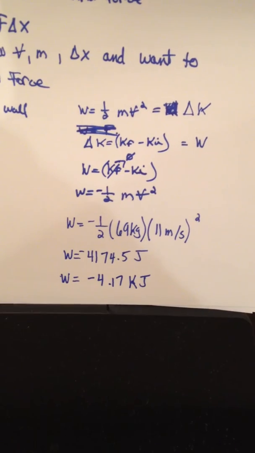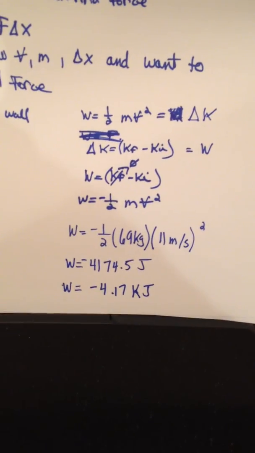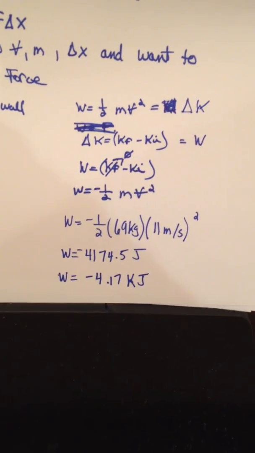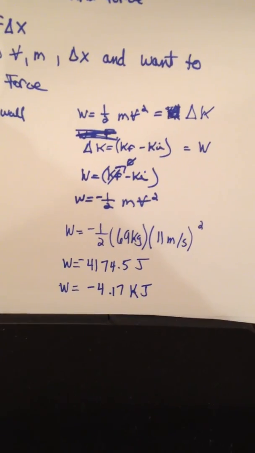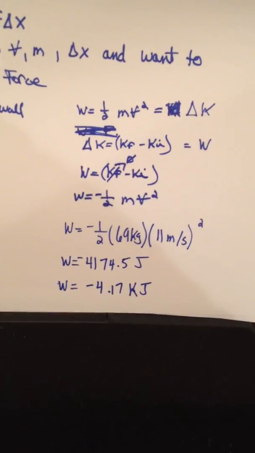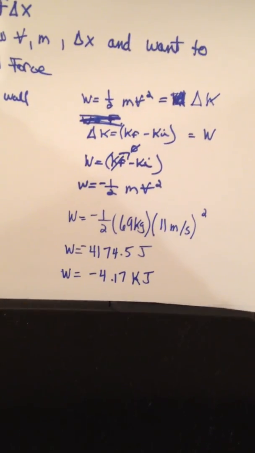Then we can go ahead and do our scientific notation. Now we have negative 4.17 kilojoules. So the work performed by the wall on the skater when he hits it is negative 4.17 kilojoules.